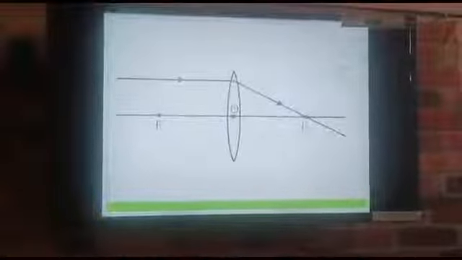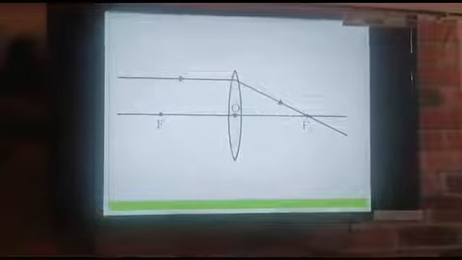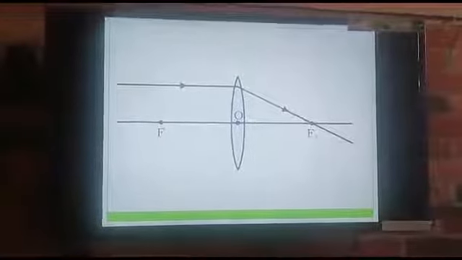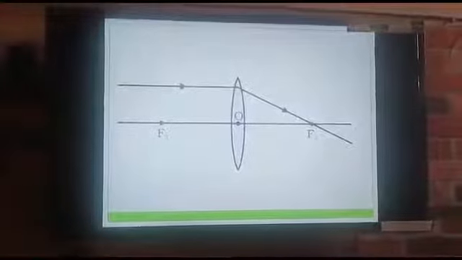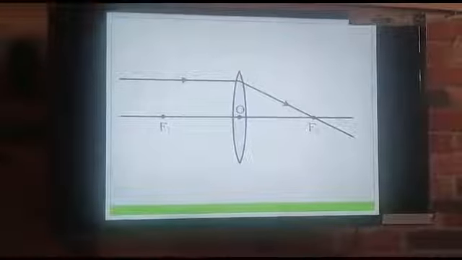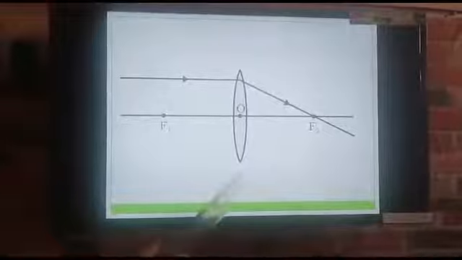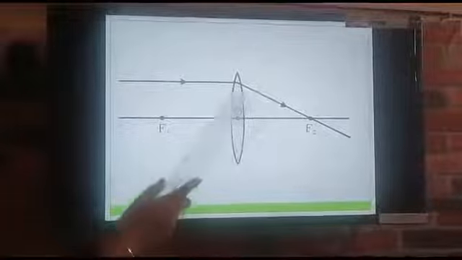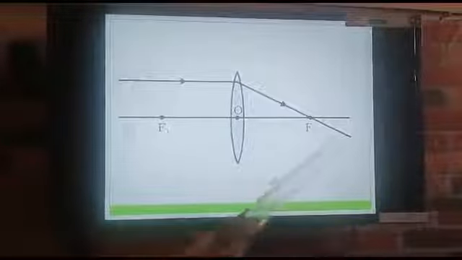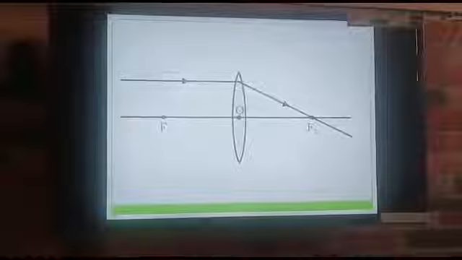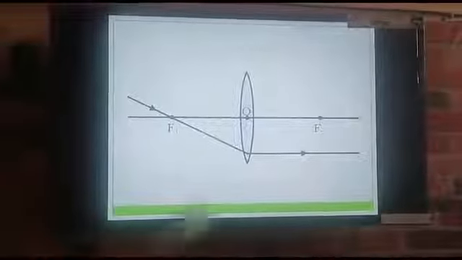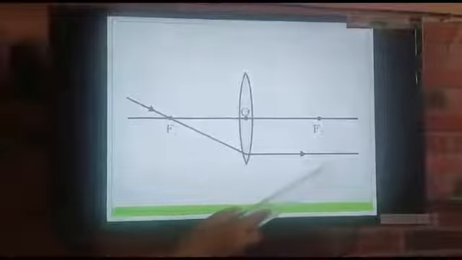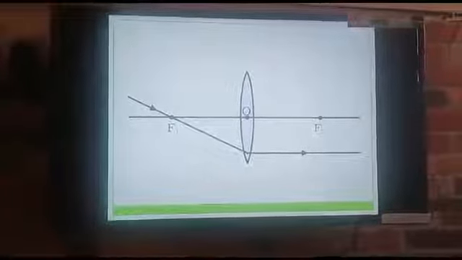So there are certain rules to obtain the images formed by convex lenses. This is the first rule. This is the convex lens, and if any light ray is moving parallel to the principal axis, after refraction, this light ray will pass through the focus. The second rule is, if any light ray is moving through the focus, after refraction, it will become parallel to the principal axis.